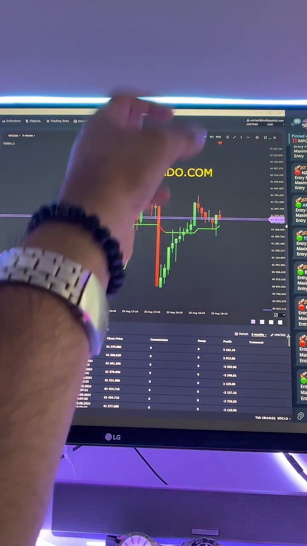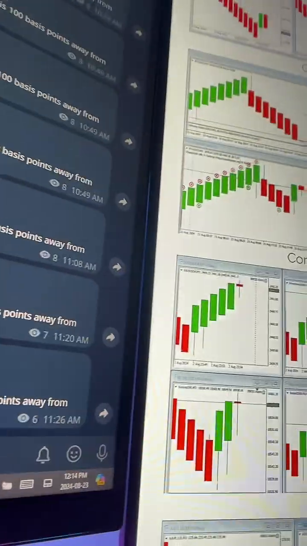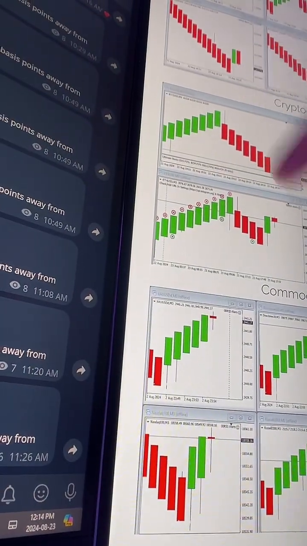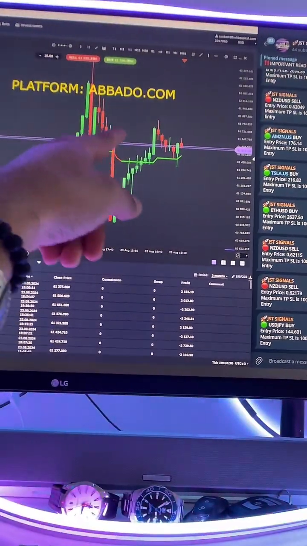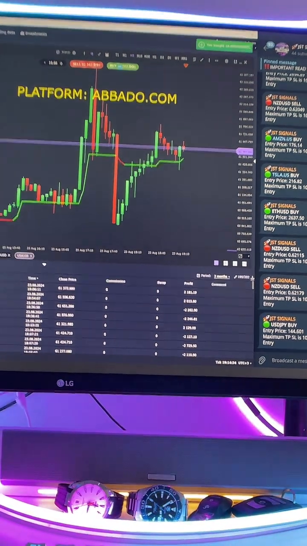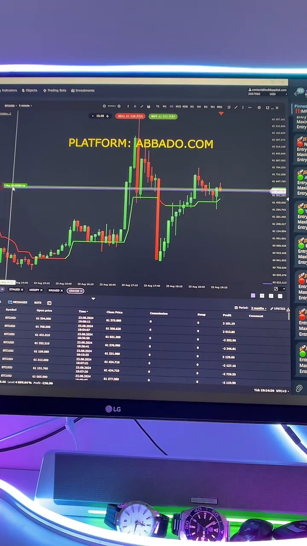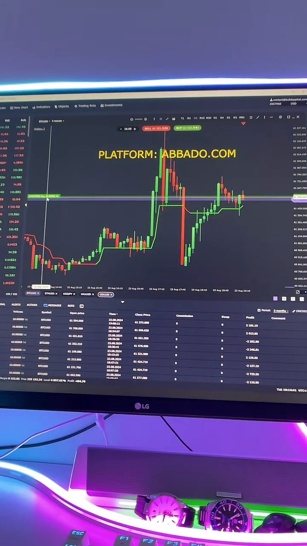Now, as we all know, guys, there we go. We're getting this push back down. We can see on the range bars we're in an uptrend. We're getting this push down. The super trend is showing that we're still in an uptrend. Let's go ahead and enter a buy trade right now. I just entered a long position. I'm going to set my stop loss and take profit, and on Abado, it's very easy.